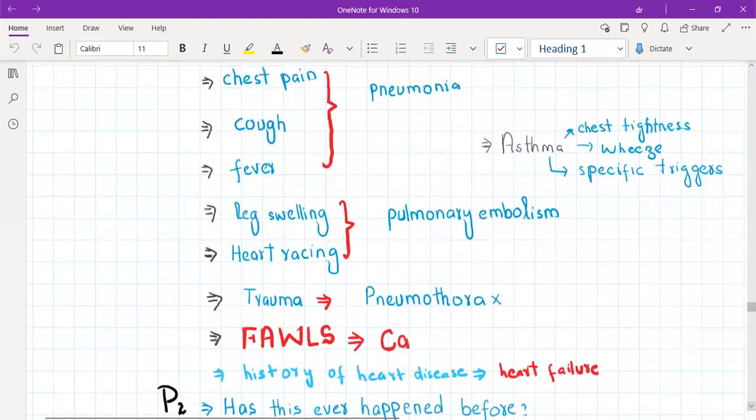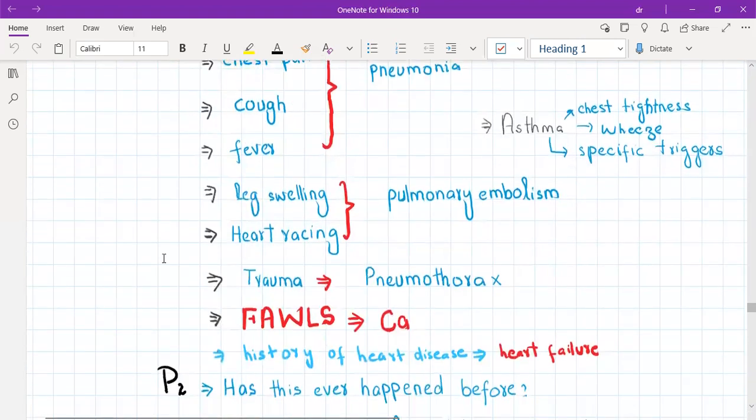And the red flag here is really FALLS. Okay. So FALLS means any fever, any appetite loss, any weight loss, any lumps and bumps in the body, and any night sweats. S stands for sweats. Okay. So F for fever, then appetite loss, then weight loss, then lumps and bumps in the body. Lumps and bumps means enlarged lymph nodes, and then night sweats. So if these are positive along with shortness of breath, then it can mean that the patient has lung carcinoma.